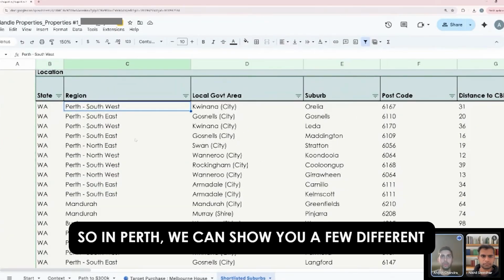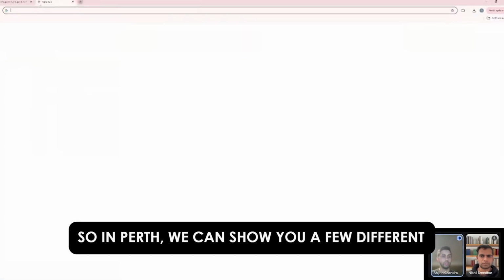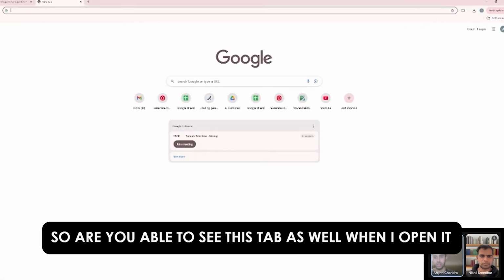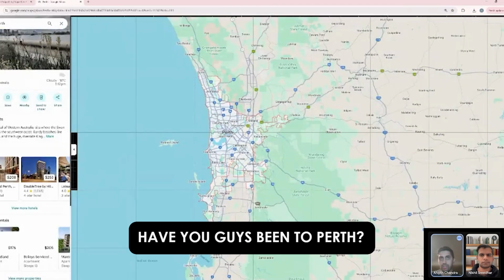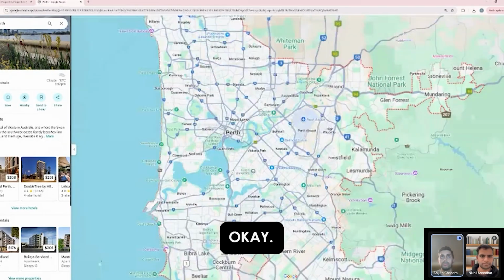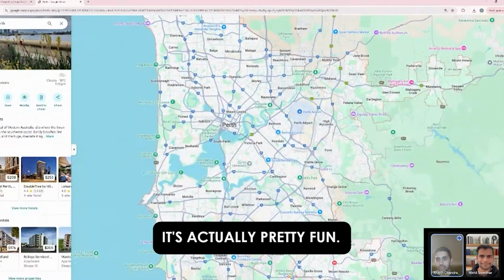So in Perth, we can show you a few different pockets. So are you able to see this tab as well when I opened it now? Have you guys been to Perth? Never. Okay. Definitely. It's actually pretty fun. You should go.